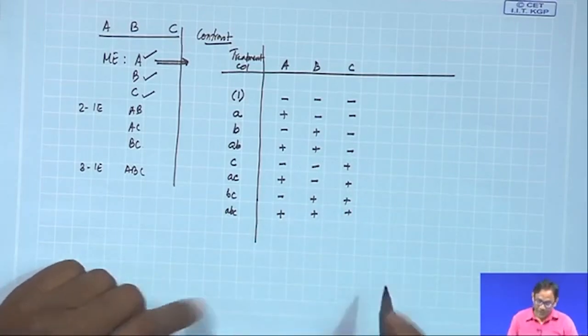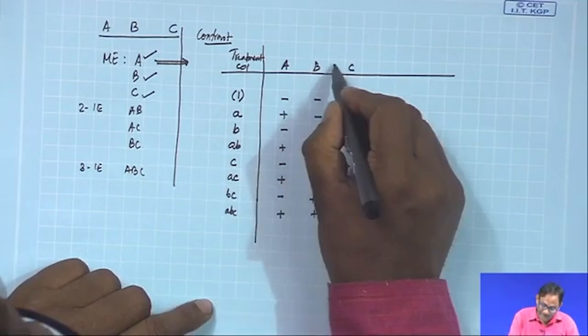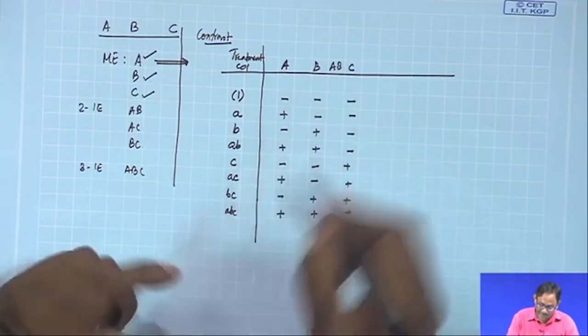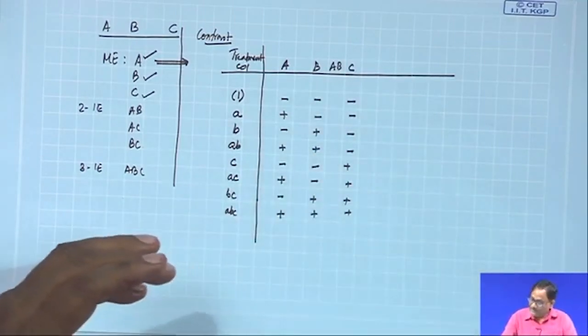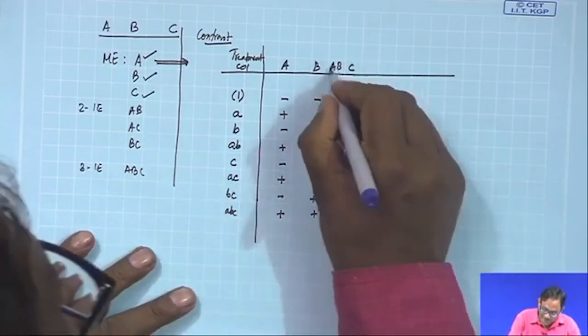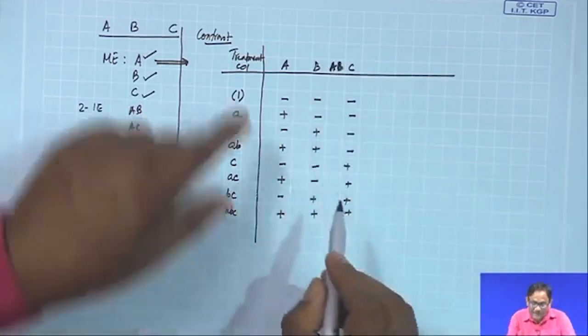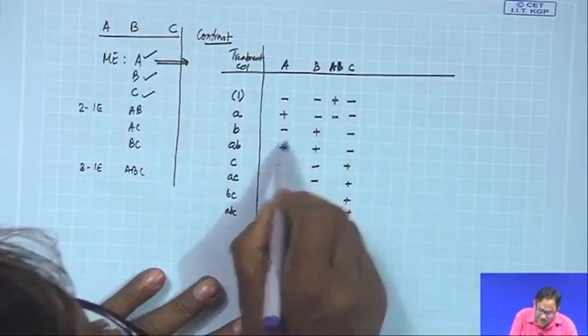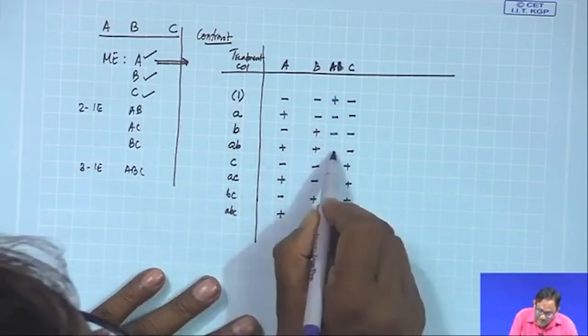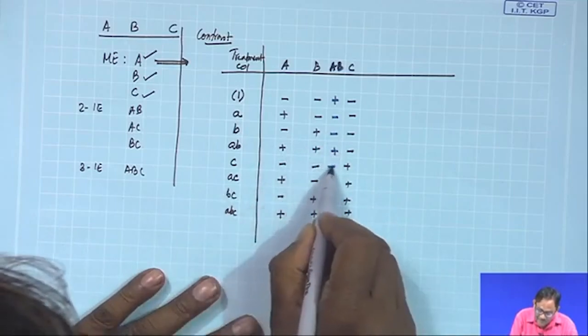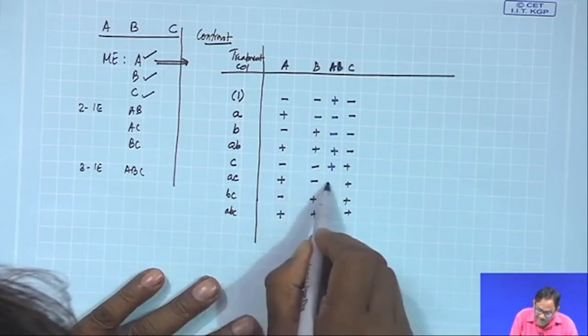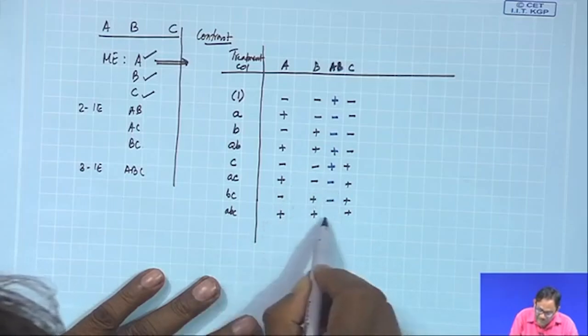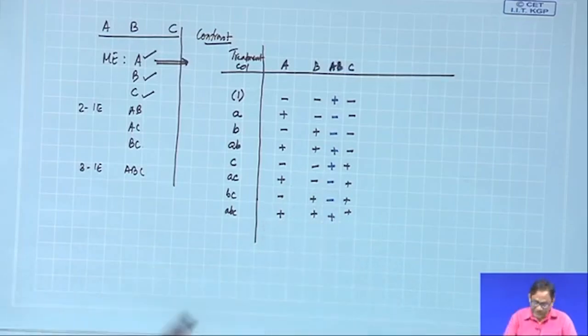Now, when AB is there, you insert AB here. So, I use another color. What will be AB? The A column multiplied by the B column. So, this is plus 1, minus 1, minus 1, plus 1, plus 1, minus 1, minus 1, plus 1. So, see what happened.